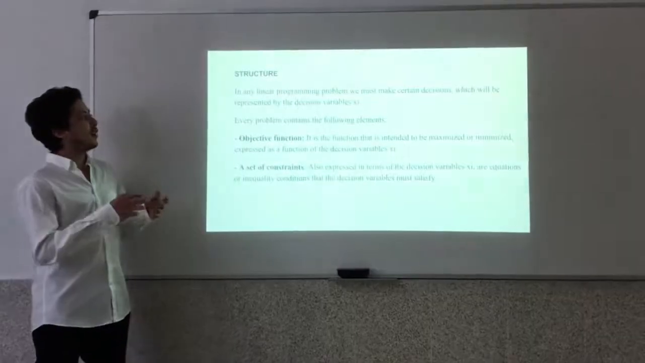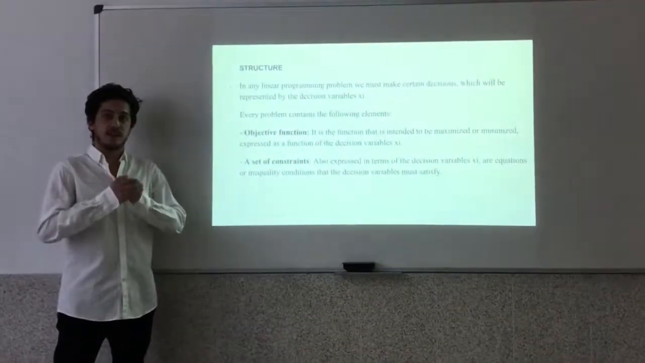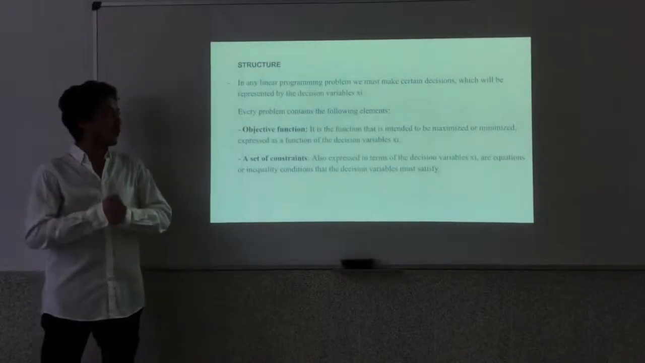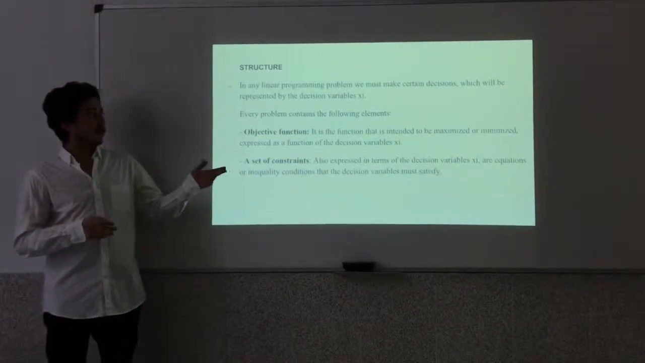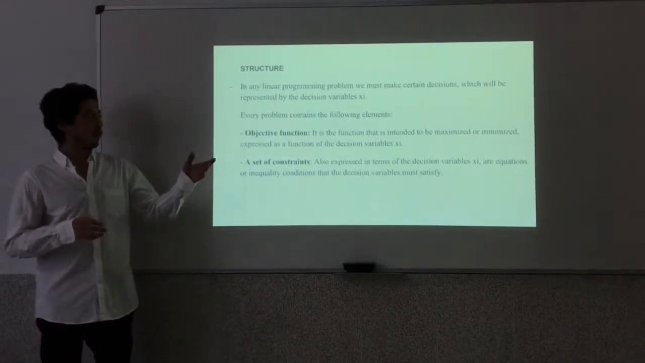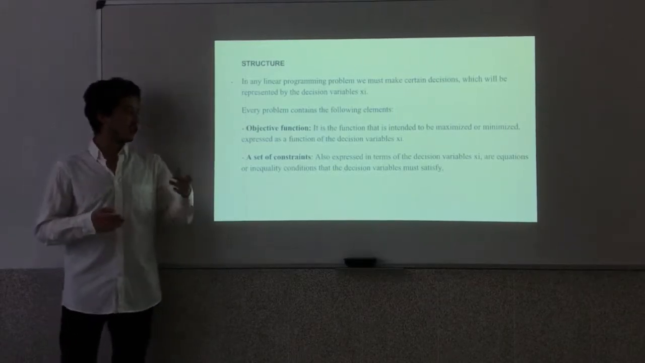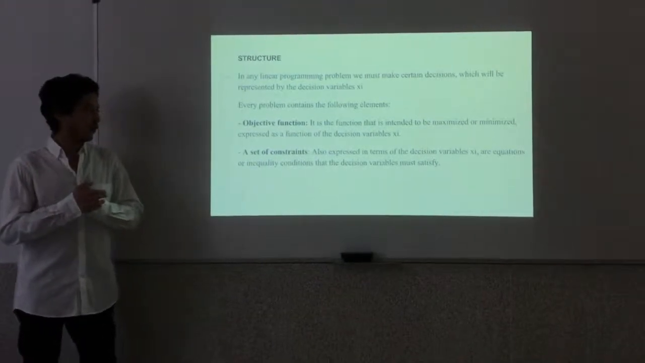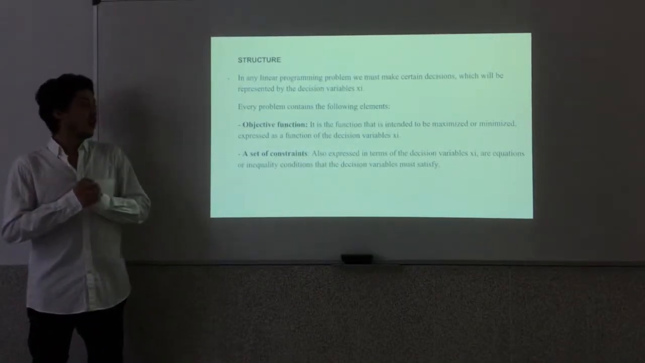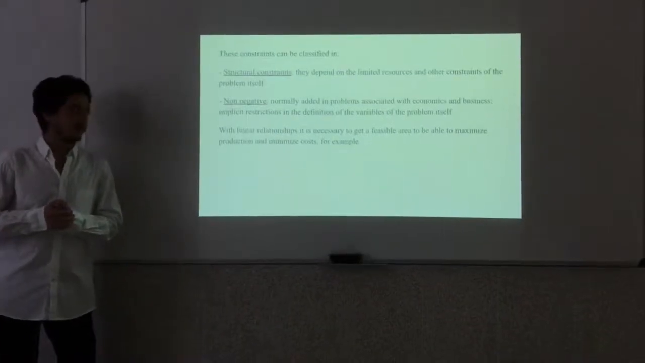The structure. In any linear programming problem, we must make certain decisions, which will be represented by the decision variables xi. Every problem contains the following elements. The objective function, that is the function that is intended to be maximized or minimized, expressed as a function of the decision variables xi. A set of constraints, also expressed in the decision variables xi, are equations or inequations, conditions that the decision variables must satisfy.